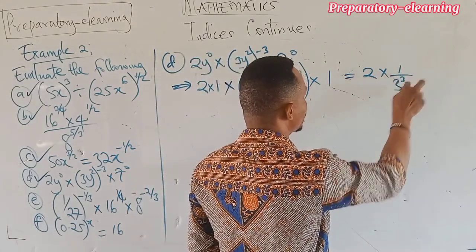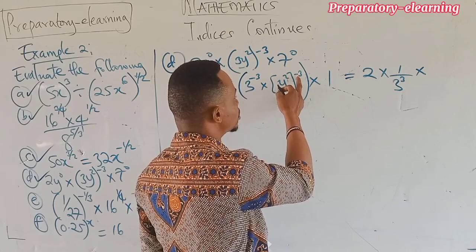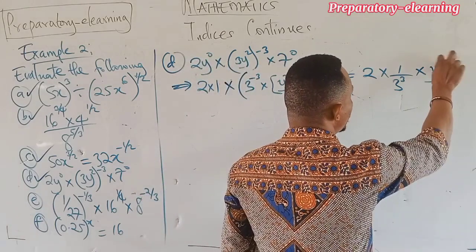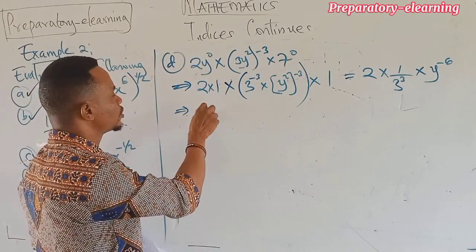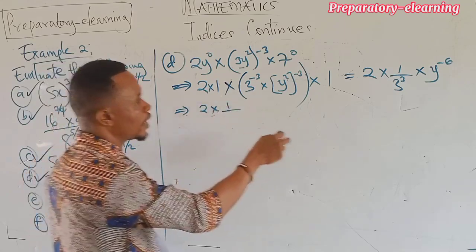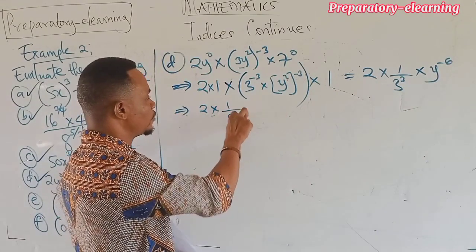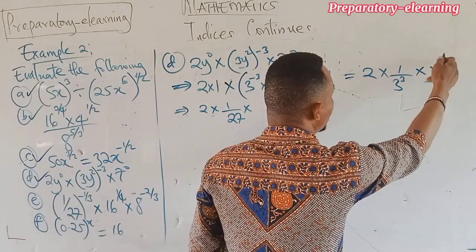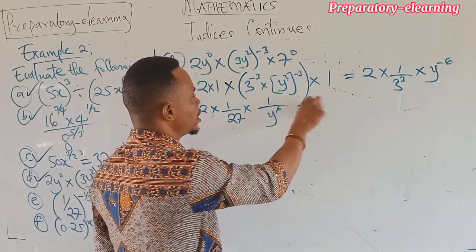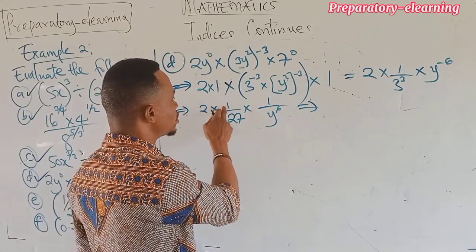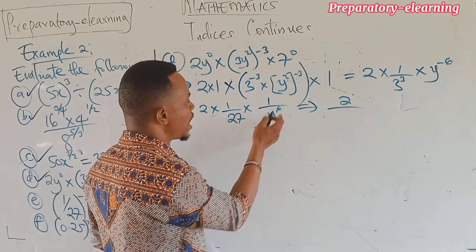3 power 3 times, now we have 2 times minus 3, we have minus 6. We have y power minus 6. So solving that further, we have 2 times 1 over, what is 3 power 3? 3 times 3 times 3, which is what? 27 times, now 1 over will take the place of this power minus 1 over y power 6. This will give us what? 2 times 1 is equals to 2 all over 27 times y power 6.